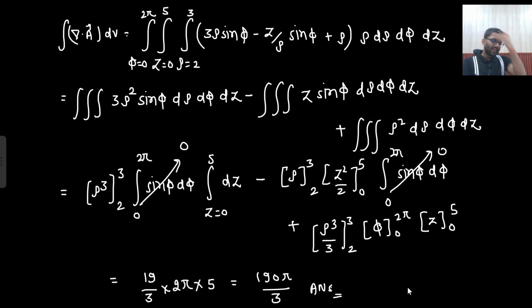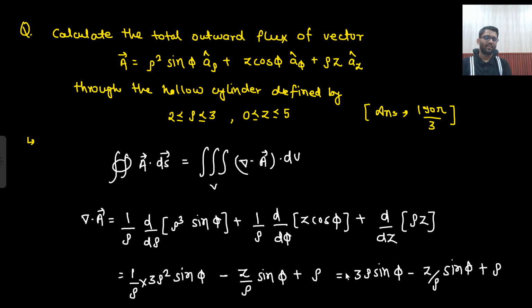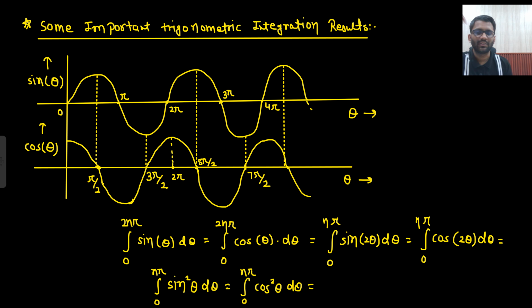Okay. It feels like it was a large calculation, but here this guy helped. 0 to 2 pi, complete 0. So only this we need to solve. Calculation got reduced on this step. Right, here it got reduced. So this is the answer, 190 pi by 3. Okay.